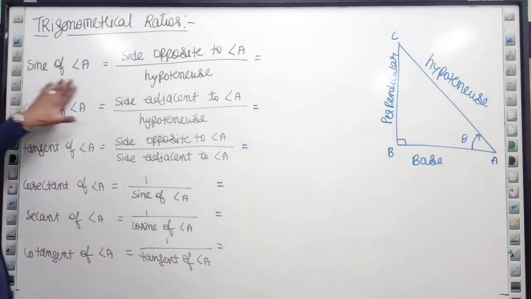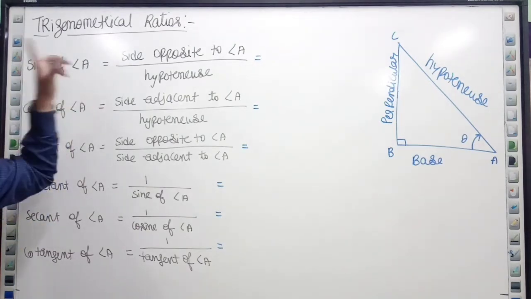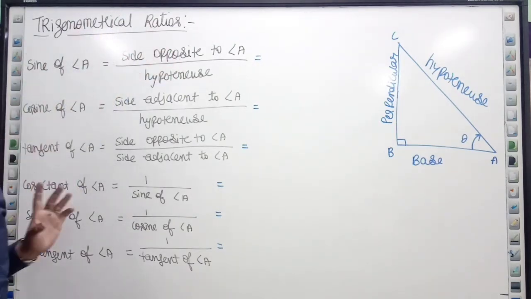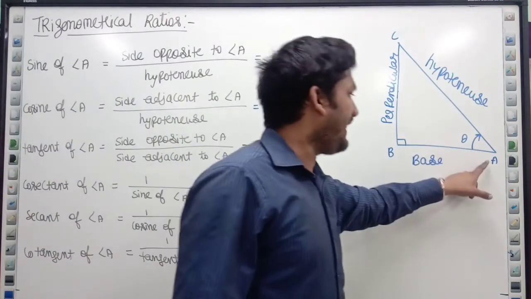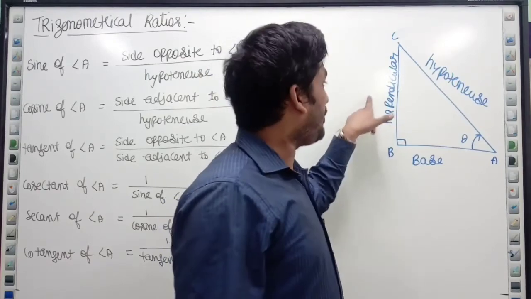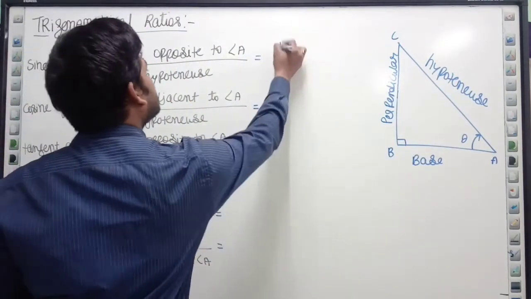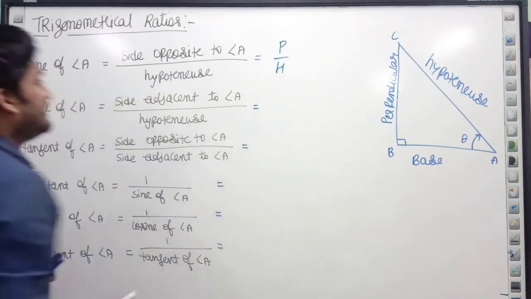As I already discussed, perpendicular, base and hypotenuse, right? So the first is sine of angle A. Sine of angle A is defined as the side opposite to angle A upon hypotenuse. This is angle A, and opposite to this is the perpendicular. So we can also say sine of angle A is perpendicular upon hypotenuse, right?